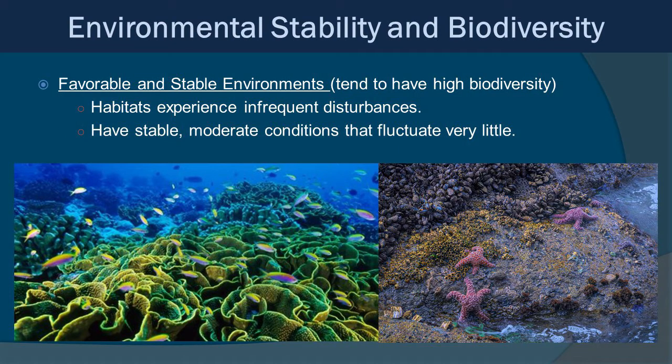So favorable and stable environments tend to have higher biodiversity. Now, these types of habitats experience infrequent disturbances, which means generally speaking, they don't have a lot of things that disrupt whatever's happening in that ecosystem or habitat. They have very stable or moderate conditions that fluctuate very little, which means all the parameters, whether it be temperature, dissolved oxygen, sunlight, whatever, is very much at a steady state throughout time. Not a whole lot of change back and forth. This allows species to really get in there and specialize and depend on whatever factors are involved in that habitat.